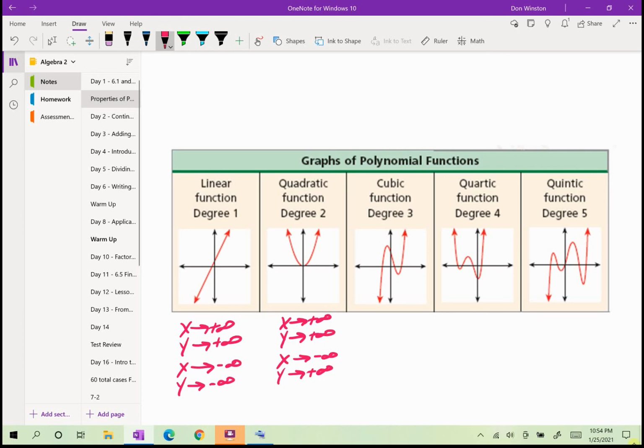What about a degree 3 polynomial? Okay, so again, notice as x goes to positive infinity, y is going to positive infinity. And as x goes to negative infinity, the y values are going lower and lower. They're getting more and more negative. So as x goes to negative infinity, y goes to negative infinity.